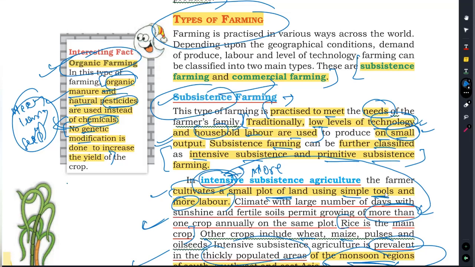Some farmers use HYV, high yield variety seeds. These are genetically modified seeds used to get more crop production. In organic farming, no modification is done to increase the yield. It is a very natural, basic type of farming, this organic farming.